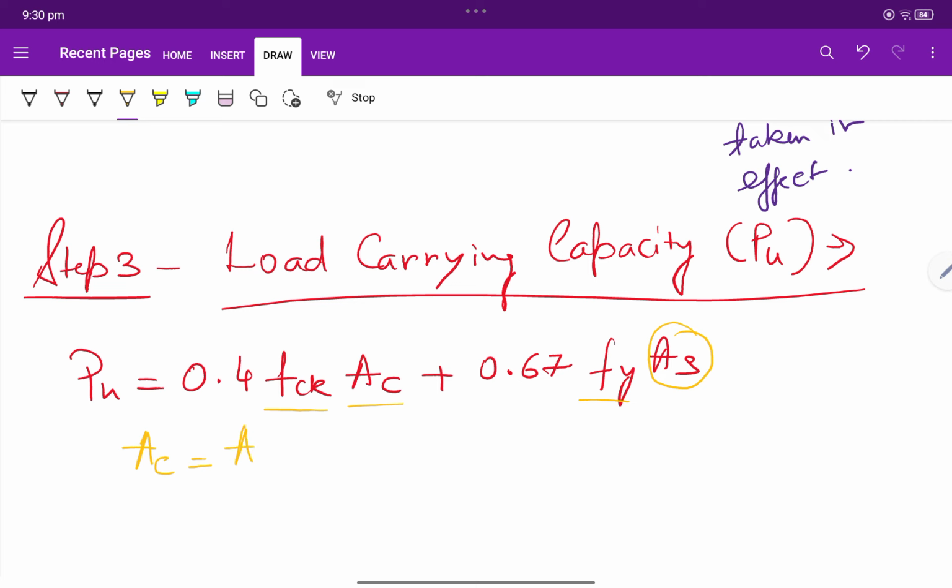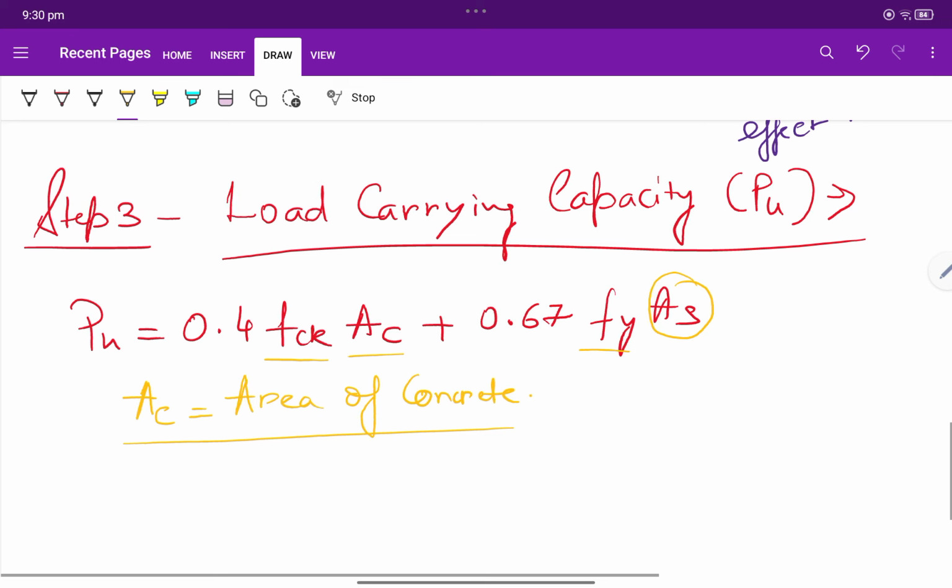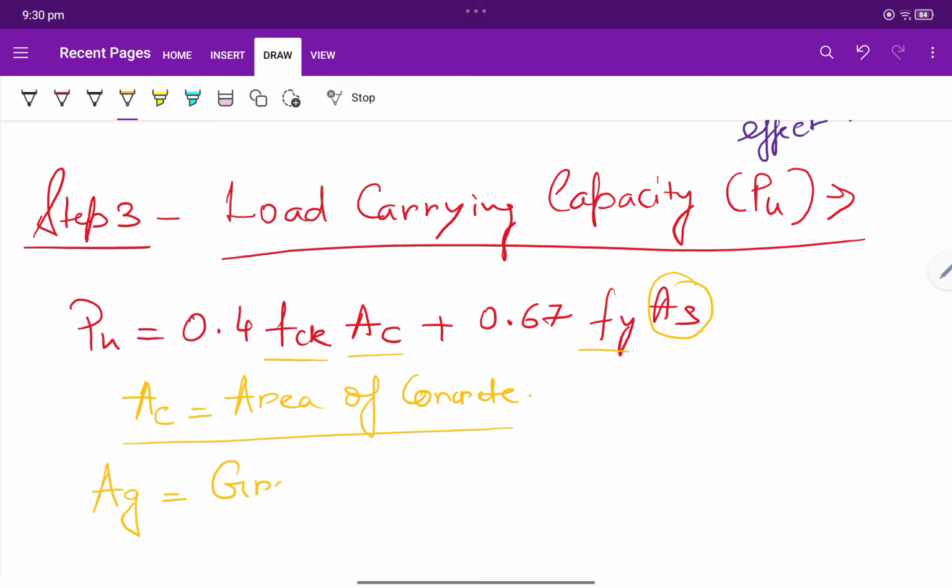Ac is the area of concrete. Okay, so see one thing, area of concrete we don't know, so how will we calculate? Let's say Ag is the gross area. So what is the gross area? The gross cross section area will be B into D for a rectangular column.